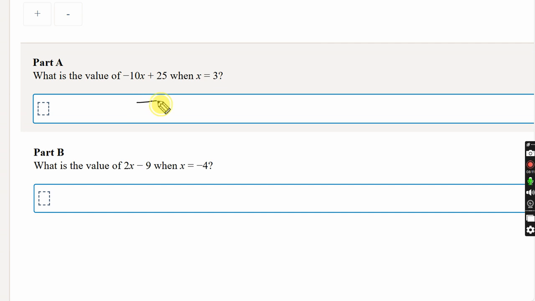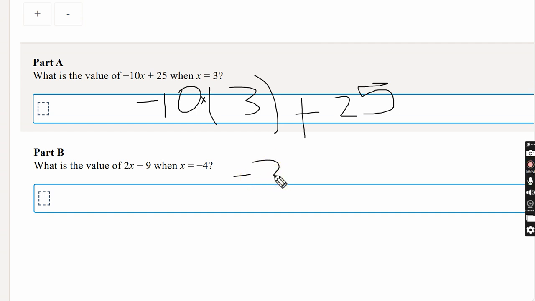So what is the value of minus 10 and then x, replace it with 3. Again, multiplication, because there's no operation sign between them, multiplication. So plus 25. So minus 30 plus 25.